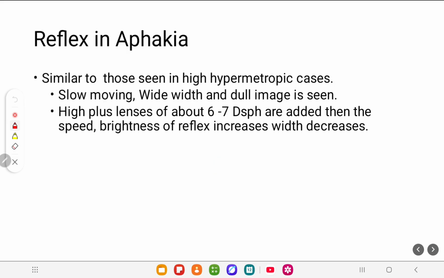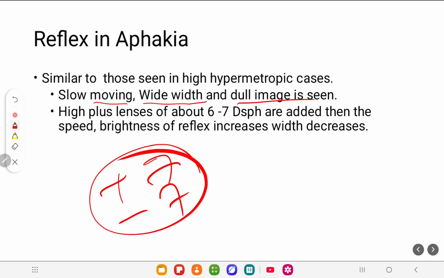And in aphakia, I have already told you, sometimes you cannot see even a reflex. It's like there is nothing, or like there is media opacity. It's completely hidden by some opacity. So similar to those conditions, in case of hyperopia, slow moving, width is wide but definitely not wide. A dull image is seen. So in that case, always put +7 and -7 in your hand and do the refraction. We don't know whether it's myopic, so we always choose two lenses in our hand and do the refraction. So higher plus will bring back the reflex in your eyes.